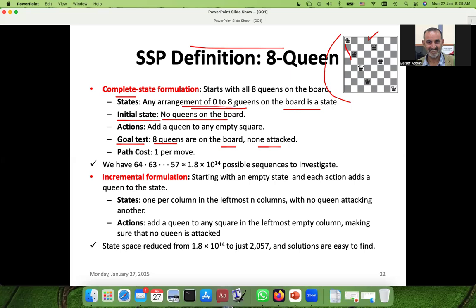So any arrangement of from 0 queen to 8 queens on the board is a state. Actions. What actions you can do? Adding a queen to any empty square, or placing a queen on any empty square. I will discuss it later. Add a queen to any empty square.